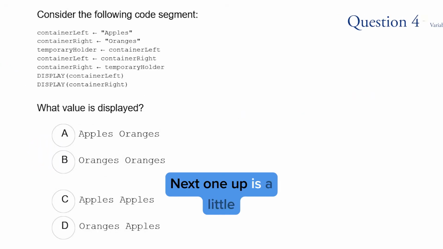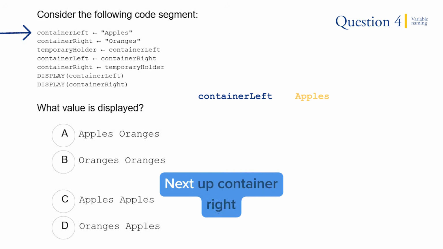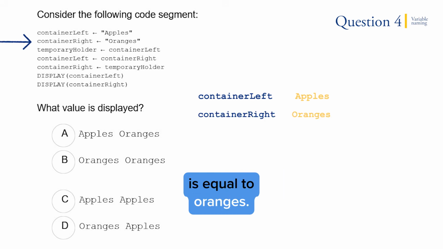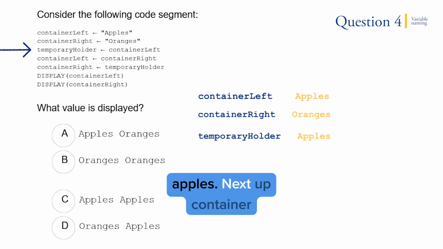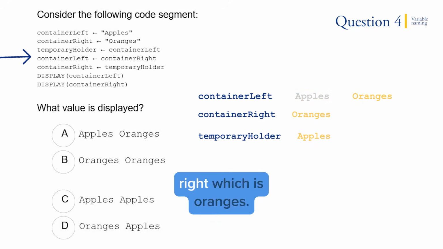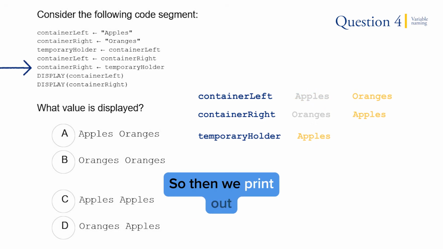All right, next one up is a little bit harder. Step 1, container left is equal to apples. Next up, container right is equal to oranges. Next up, temporary holder is equal to container left, which is equal to apples. Next up, container left is equal to container right, which is oranges, so that changes container left. Next up, container right is equal to temporary holder, which is apples. So then we print out container left and container right, and we get D.